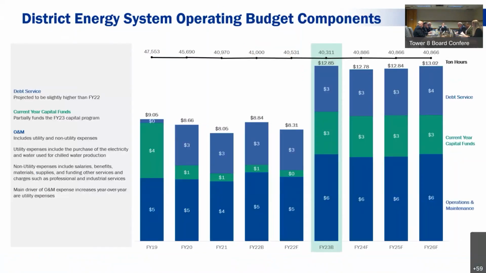And this slide breaks down that $12.85 million budget into its operating components within the budget. Fiscal year 23 assumes $6 million in operations and maintenance, $3 million in current year capital funds to support the CIP, and $3 million in debt service.